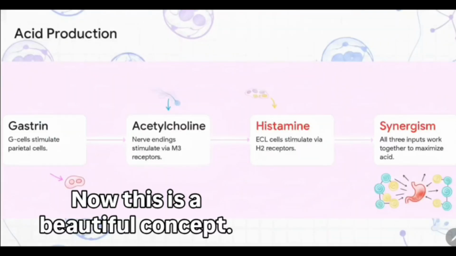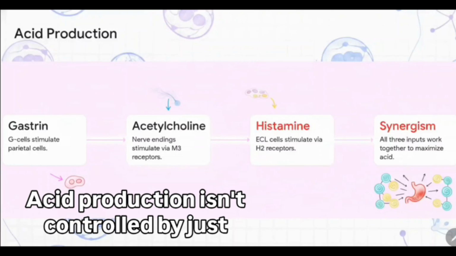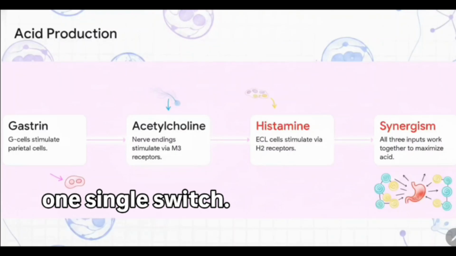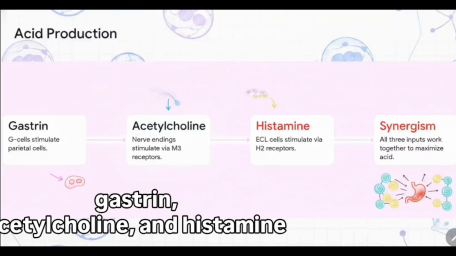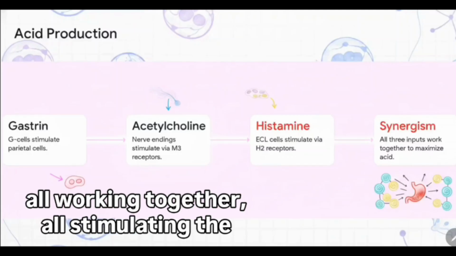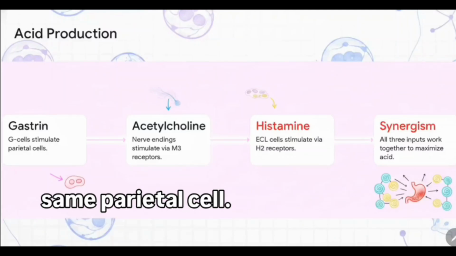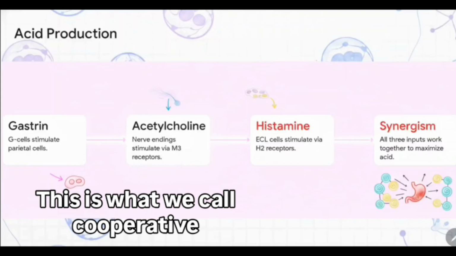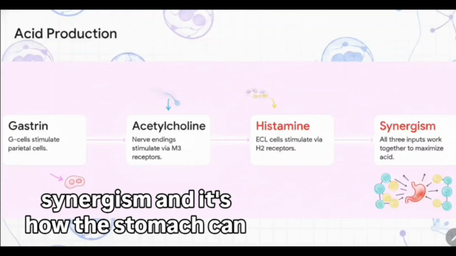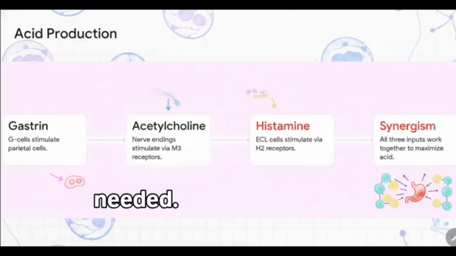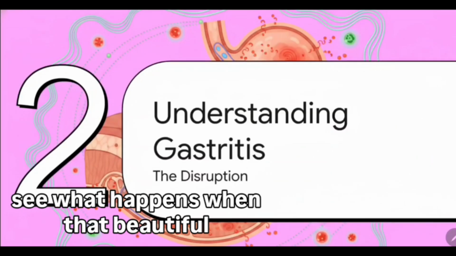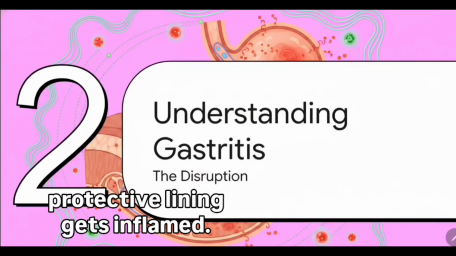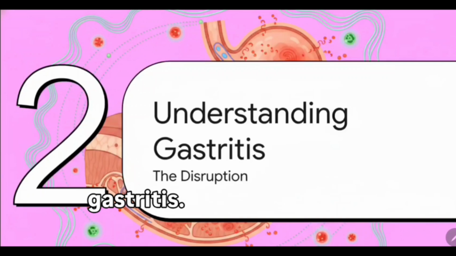Now, this is a beautiful concept. Acid production isn't controlled by just one single switch. Instead, you have three key players: gastrin, acetylcholine, and histamine, all working together, all stimulating the same parietal cell. This is what we call cooperative synergism, and it's how the stomach can really crank up acid production when needed. So, now that we know the normal, let's see what happens when that beautiful protective lining gets inflamed. That condition, my friends, is gastritis.